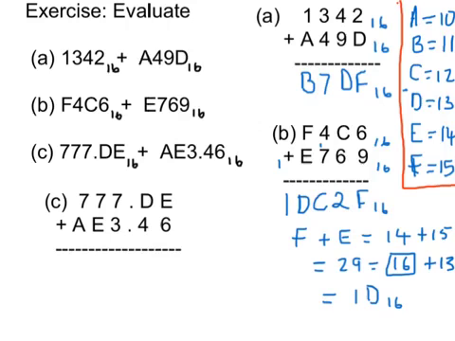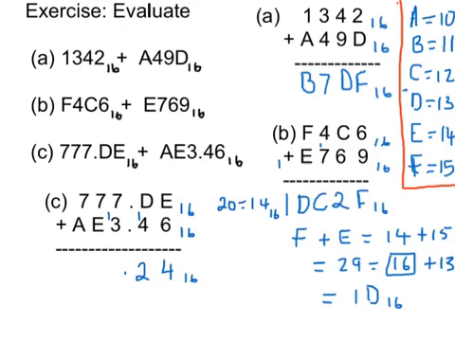Now let's do the last part, C. We have 777.DE, base 16, and we're adding it to AE3.46, base 16. Now again, E is decimal 14, add 6 is 20. And if I write it here, 20 is equal to 14 in base 16. Okay, one set of 16 plus 4. So what we do is we put down the 4 and we carry 1. And we're in base 16 for the answer. D is 13, plus 1 is 14, plus 4 is 18. And 18 is 12 in base 16.